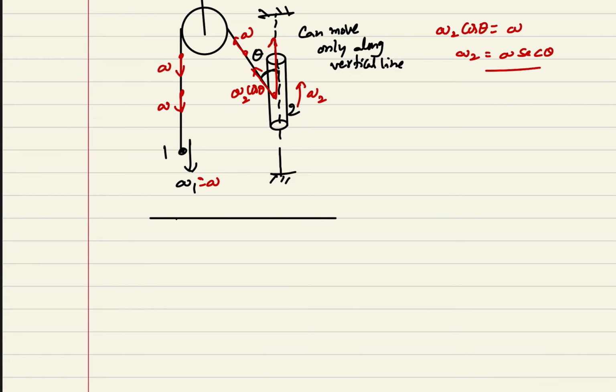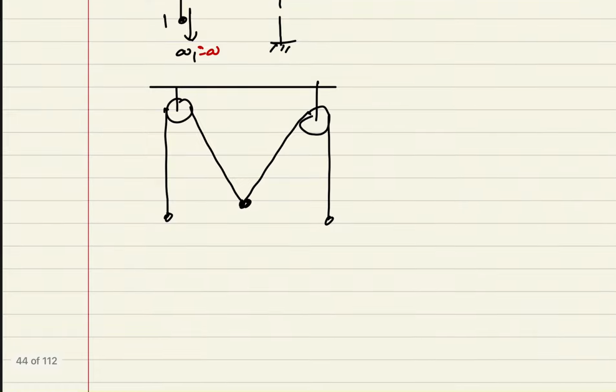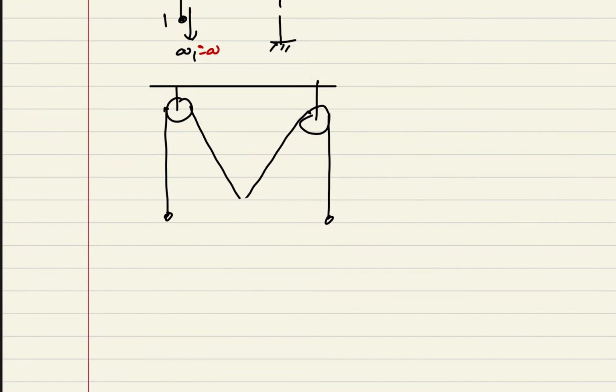Now suppose you take any one of the bodies like this. I will take two pulleys like this, with one side and the other side. Let us consider, instead of this, a block is connected.